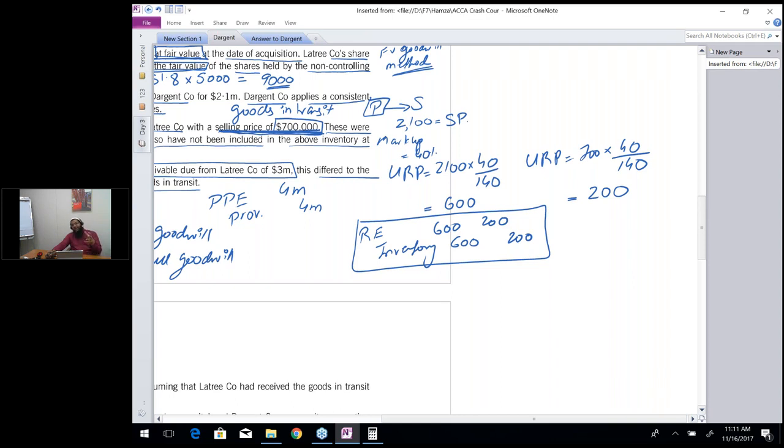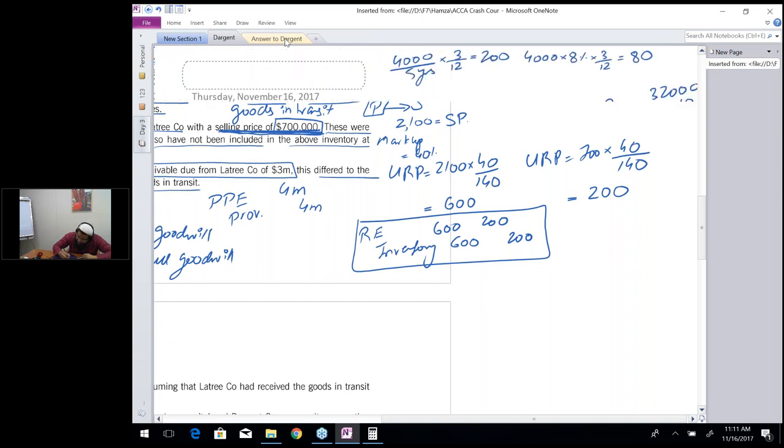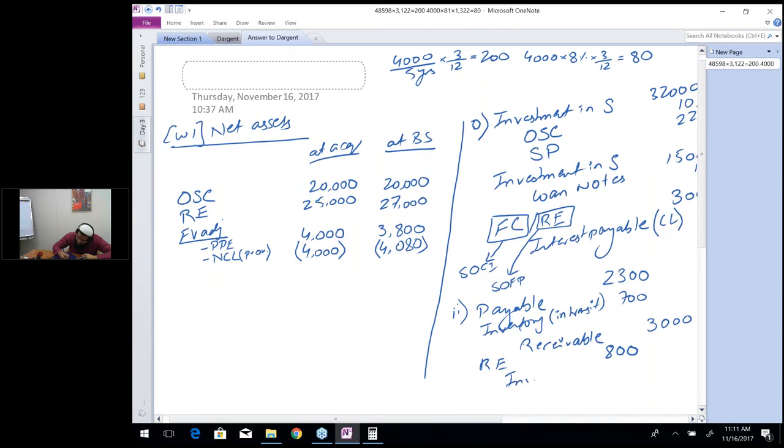So what we can do is make a combined entry. And we can say directly retained earnings debit by 800 and inventory credit by 800. So I've made a combined entry for both. I've removed the payable, removed the receivable, recorded the inventory in transit, and then we have removed the unrealized profit.